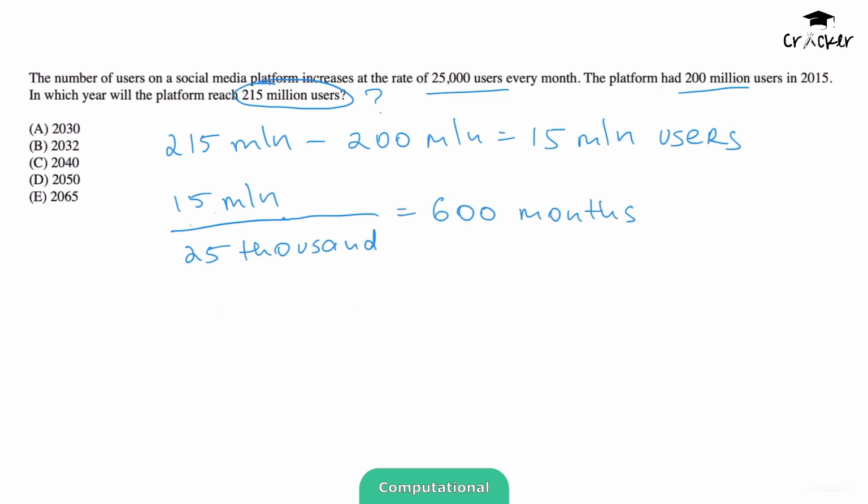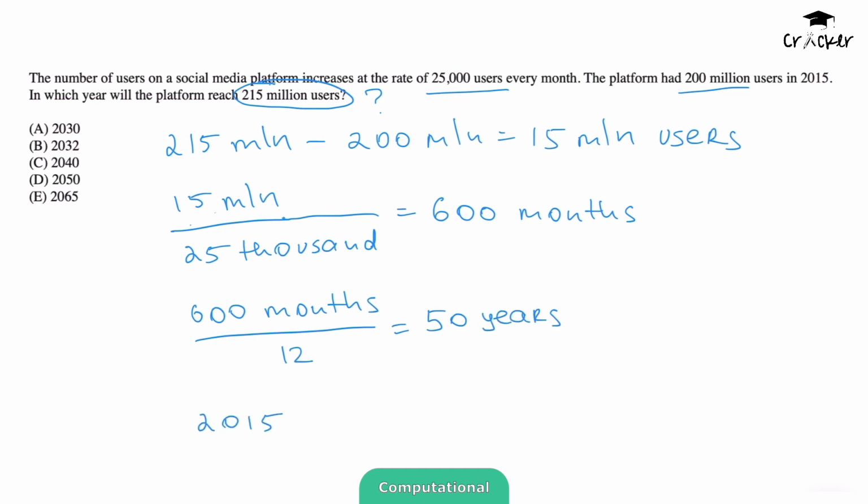Since there are 12 months in a year, we convert 600 months to years by dividing 600 by 12 to get 50 years. So, if we start from 2015 and add 50 years, we get 2015 plus 50 equals 2065. Therefore, the correct answer is option E.